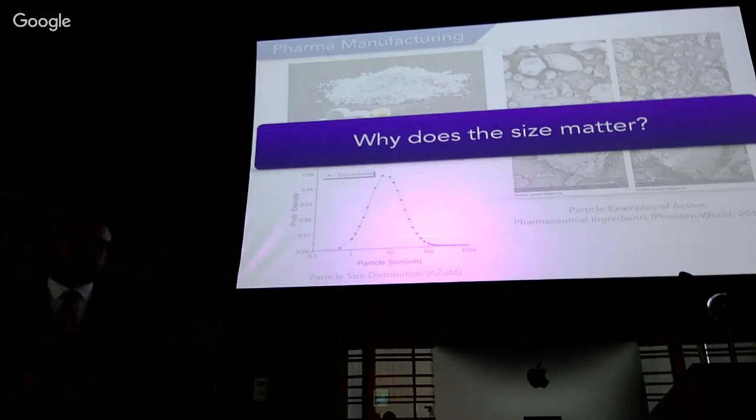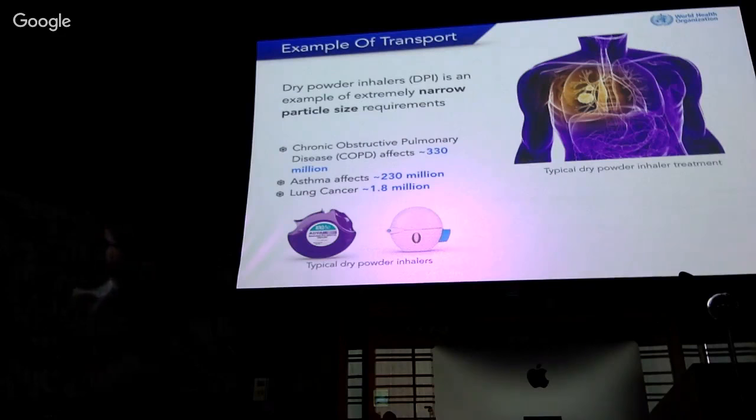So why does size matter in pharmaceutical manufacturing? Size matters for 2 reasons. One is transport, and I'll give you this example. Dry powder inhalers are these guys. They are used to treat diseases such as COPD, or chronic obstructive pulmonary disease, that affects over 330 million people around the globe, or asthma. In these dry powder inhalers, the powder has to travel through the mouth, through the throat.